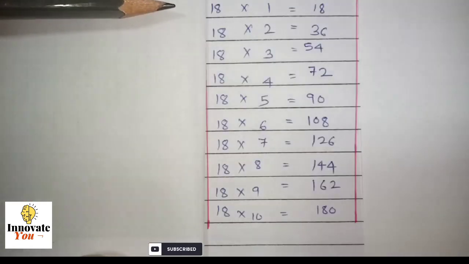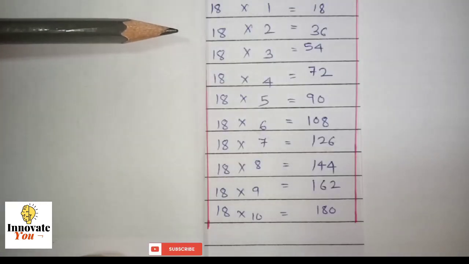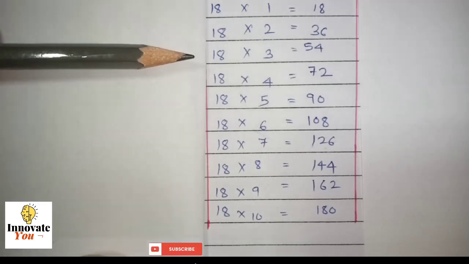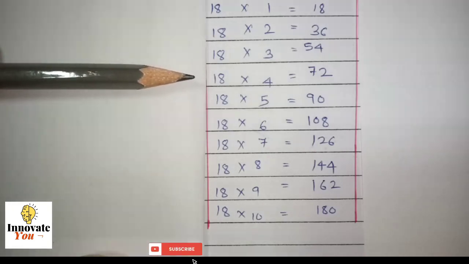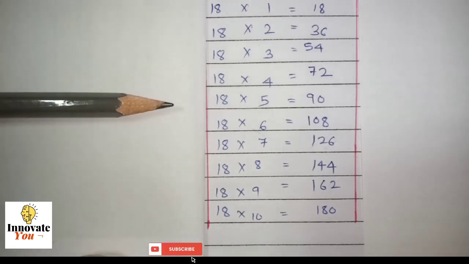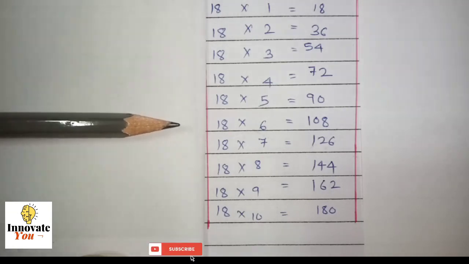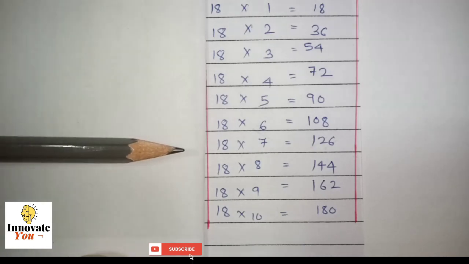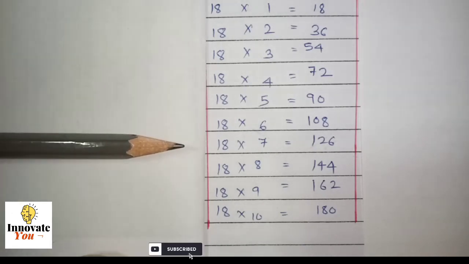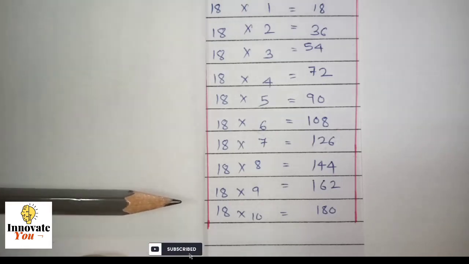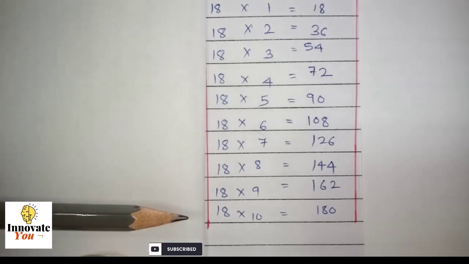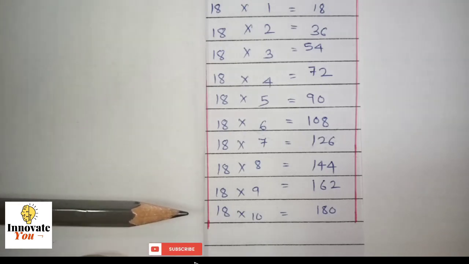18 ones are 18, 18 twos are 36, 18 threes are 54, 18 fours are 72, 18 fives are 90, 18 sixes are 108, 18 sevens are 126, 18 eights are 144, 18 nines are 162, and 18 tens are 180. Now let's learn 19 times table.